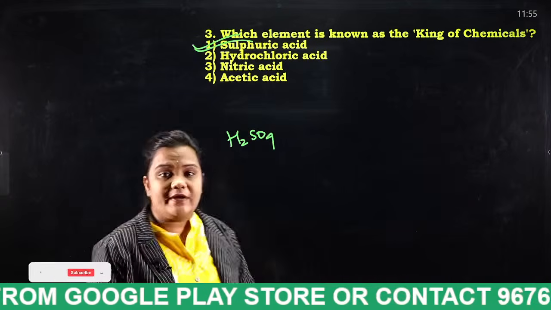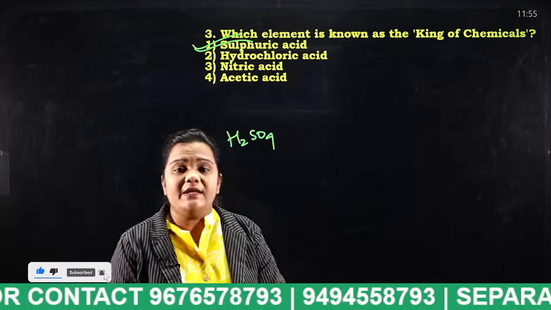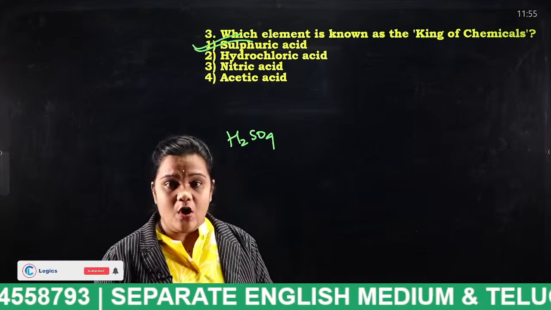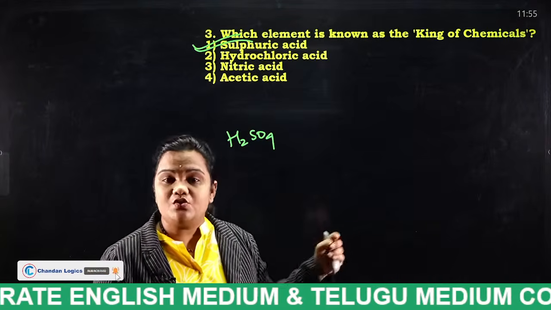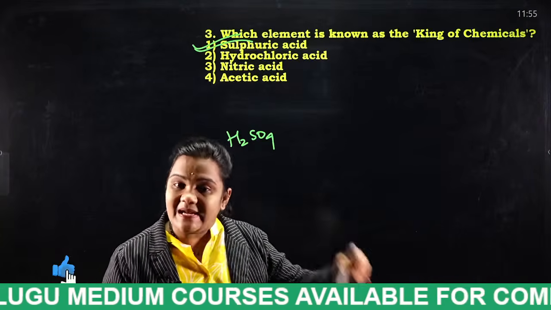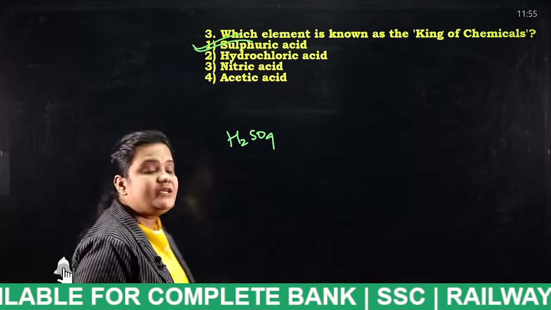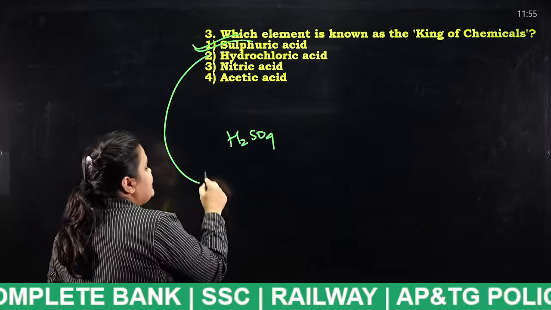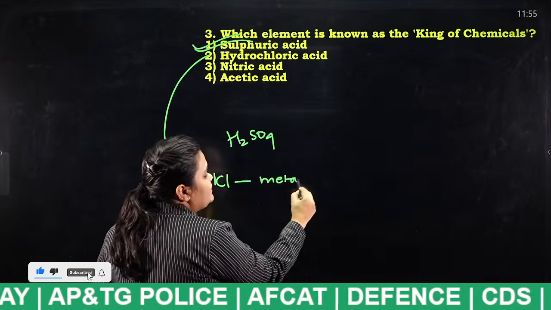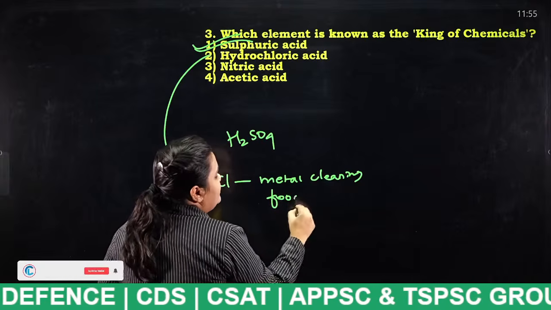Next comes hydrochloric acid. What is the use of this hydrochloric acid? In our body, it is present in the stomach. But industrially it is used for metal cleaning as well as for food processing. Remember each and everything, students. What is the use of HCl, hydrochloric acid? It is used for metal cleaning as well as for food processing.